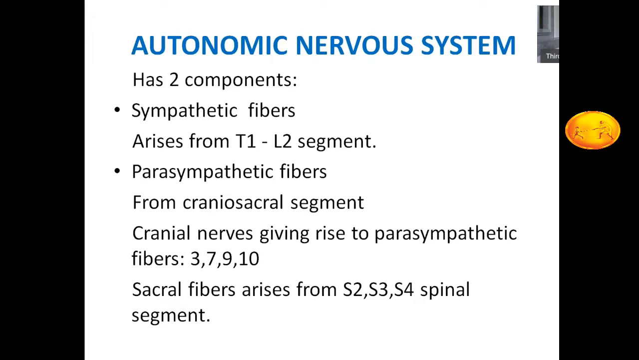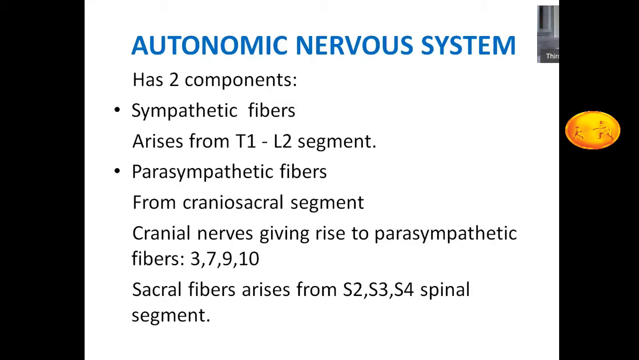So you should know about the autonomic nervous system and how this spinal blockade will appear when the local anesthetic drug is given into the CSF. The sympathetic fibers arise from the T1 to L2 segments, and the parasympathetic fibers are craniosacral. The cranial components of the parasympathetic fibers are the third nerve, seventh nerve, ninth, and 10th, the vagus. The sacral fibers arise from S2, S3, S4.